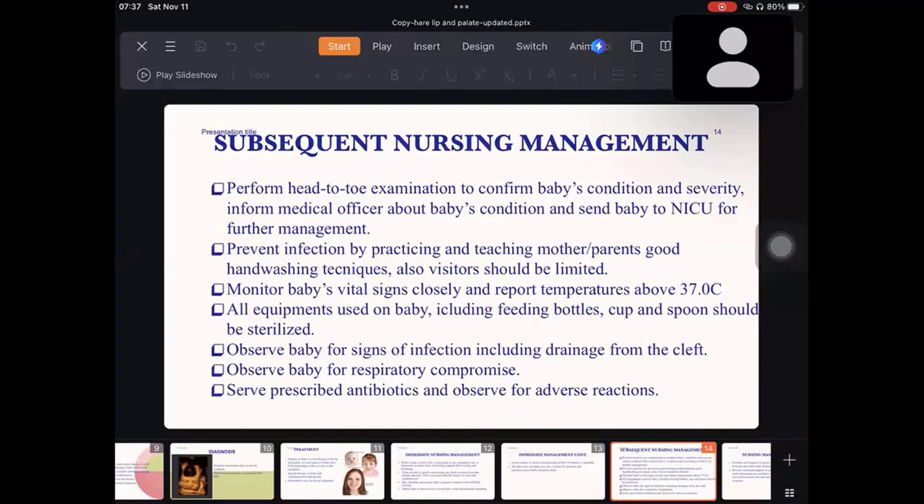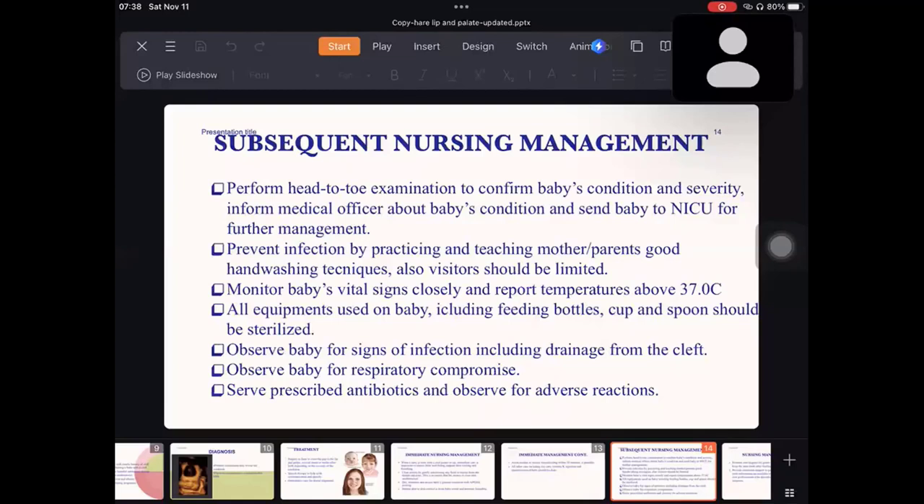Also, visitors should be limited. The baby's temperature and vital signs should be closely monitored and reported. So anything above 37.0 is a dangerous vital sign. Any temperature that is above 37 shows that there might be signs of infection for the baby.